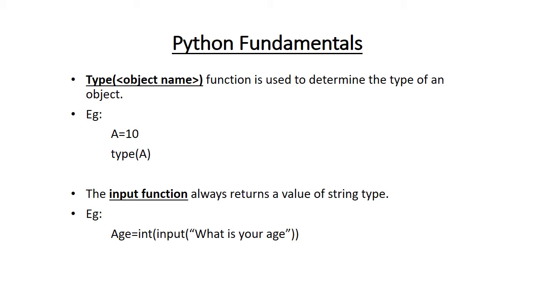Input function. The input function or method always returns a value of string type. For example, to enter the age: age = int(input('What is your age')). It's not just input('What is your age'), because that will give only a string. So you have to convert it to integer. That's why int(input('What is your age').